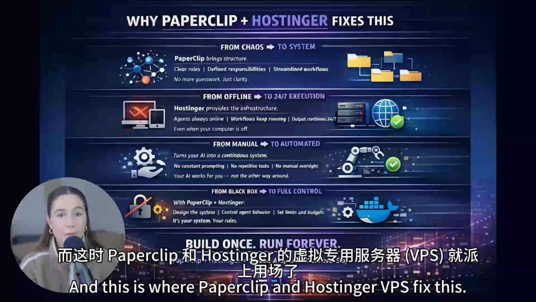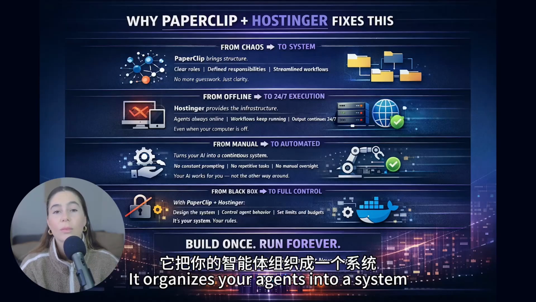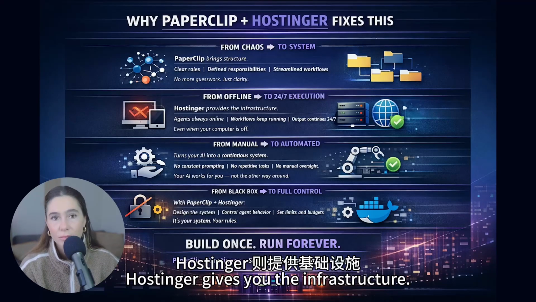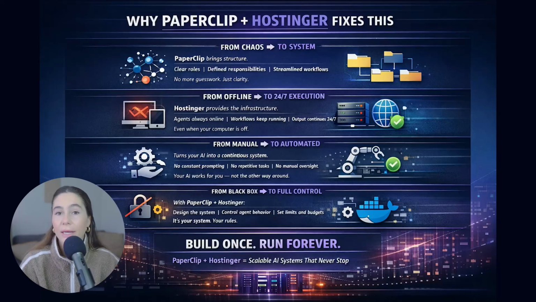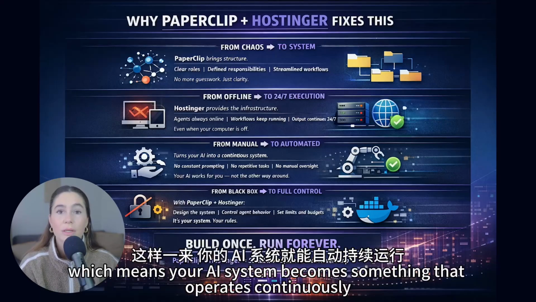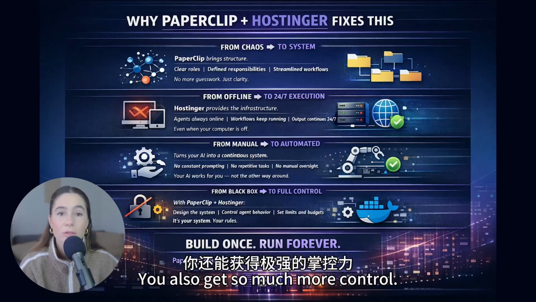And this is where PaperClip and Hostinger VPS fix this. PaperClip gives you the structure. It organizes your agents into a system with roles, responsibilities, and workflows. Hostinger gives you the infrastructure. Your system runs on a VPS that stays online 24 hours a day. Your agents don't stop working when your computer turns off. They keep running in the background, which means your AI system becomes something that operates continuously instead of something you have to manually manage.